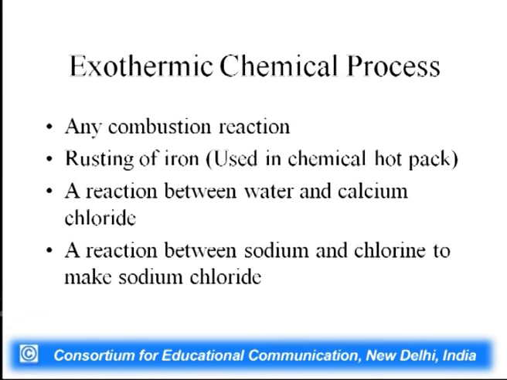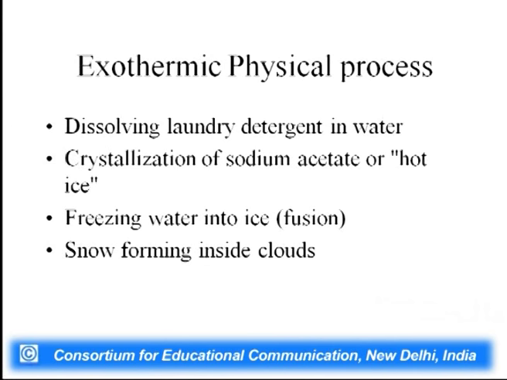What are the examples of different exothermic chemical processes? Any combustion reaction, so when you burn anything, is an exothermic process. Rusting of iron, or oxidation of iron, which is generally used in chemical hot packs, is an exothermic reaction. A reaction between water and calcium chloride is also exothermic, and a reaction between sodium and chlorine to make sodium chloride is also an exothermic process.